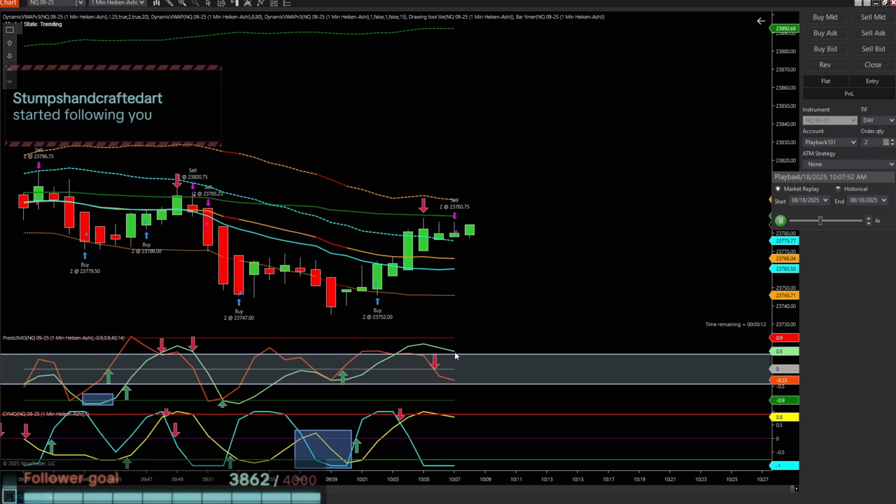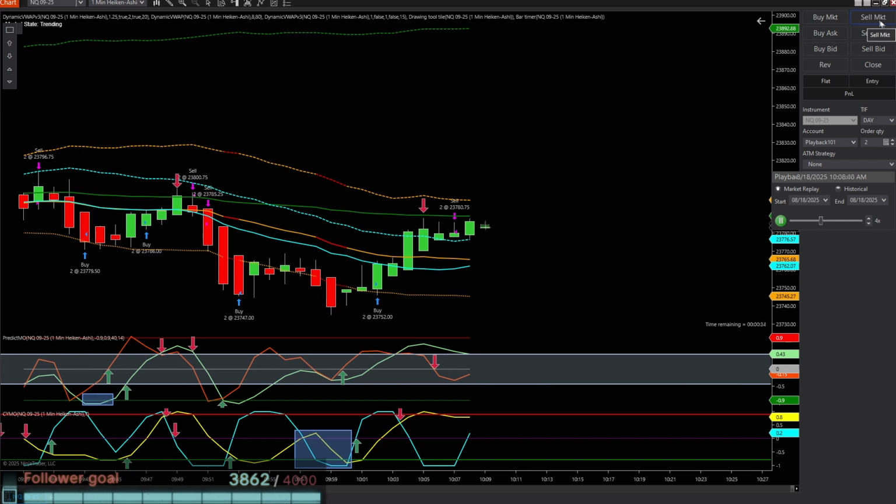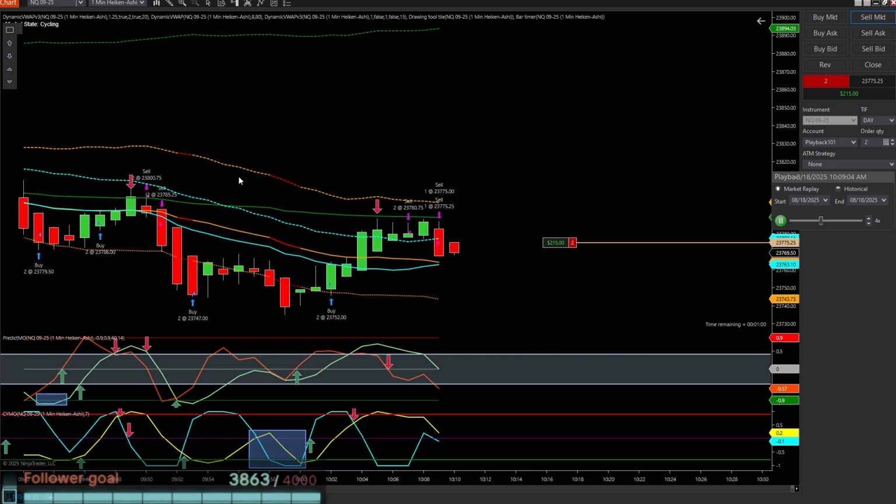I'll just give it one more bar to see if I can get this green line a little closer. Okay, right there. All right, is this going up or is this going down? Order filled. I'll take that to the downside right there. Okay, well, it did go down.